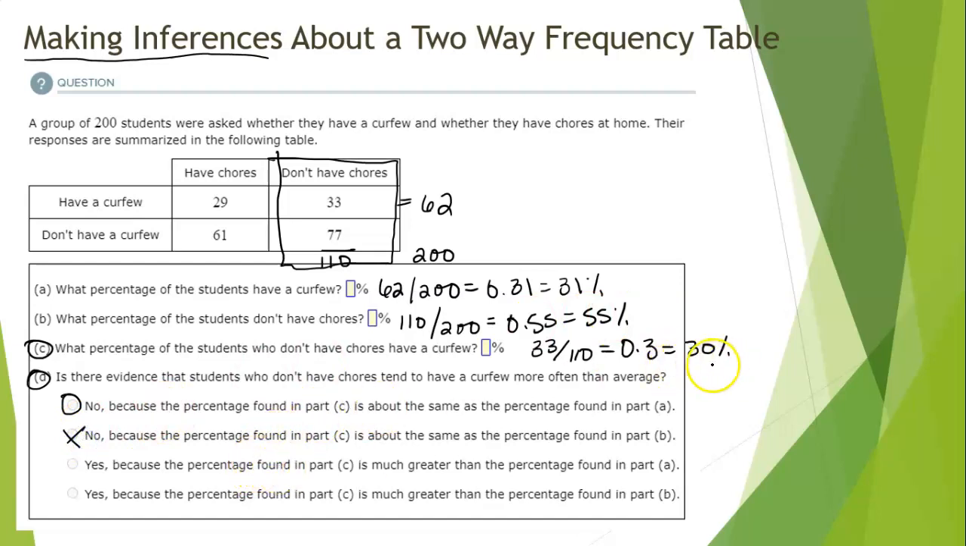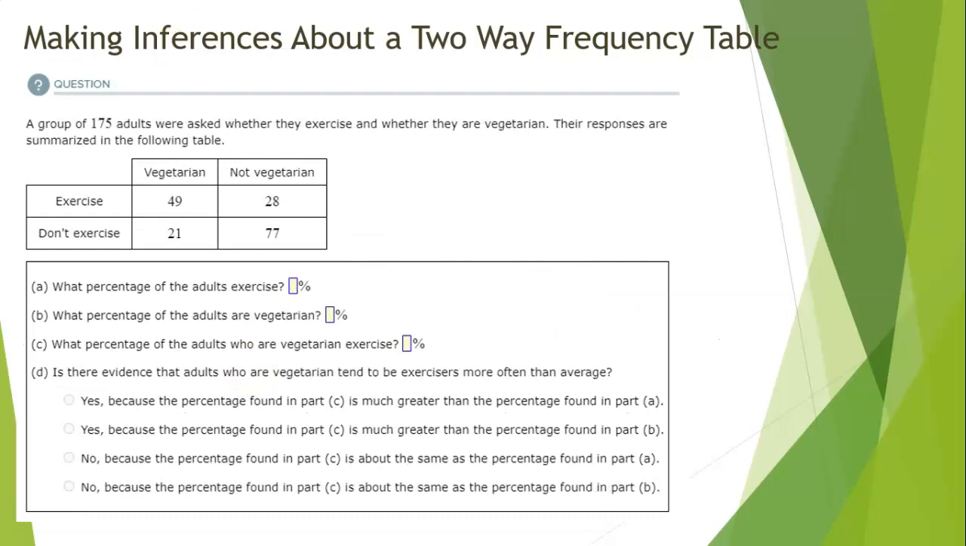Yes, because the percentage found in part C is much greater than the percentage found in part A. Well, that's not true. It's actually less. Or yes, because the percentage found in part C is much greater than the percentage found in part B. Well, that's also not true. So the only thing that's possible is we say that there cannot be evidence that students who don't have chores tend to have a curfew more often than average. You pause the video, and I want you to start just by finding your totals, and then we'll check those together.